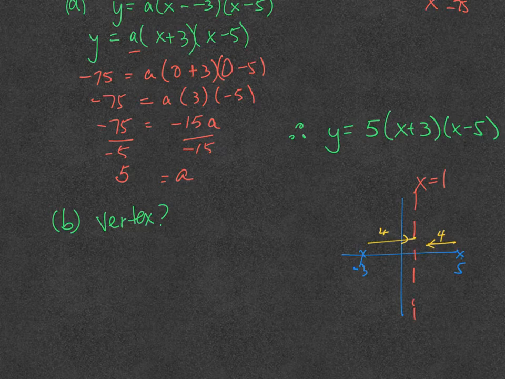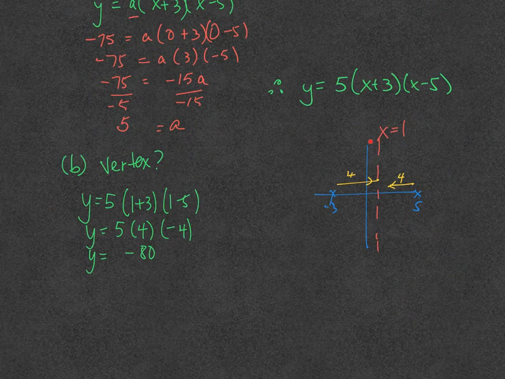If I go 4 in from either side, then I end up with the axis of symmetry at x equals 1. To determine the y-coordinate on this axis of symmetry, I need to now take this value of x equals 1, and put it into my equation.